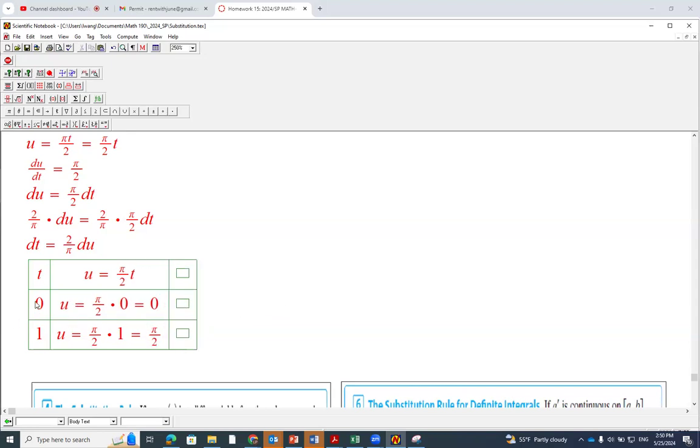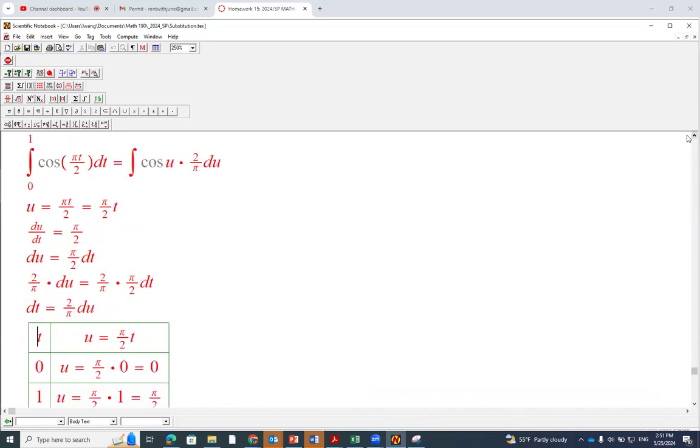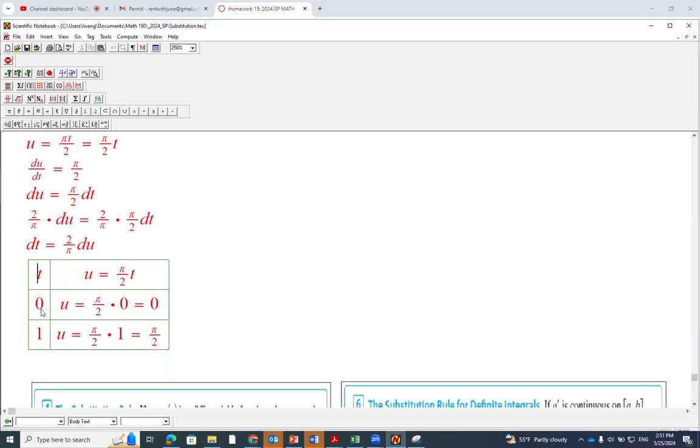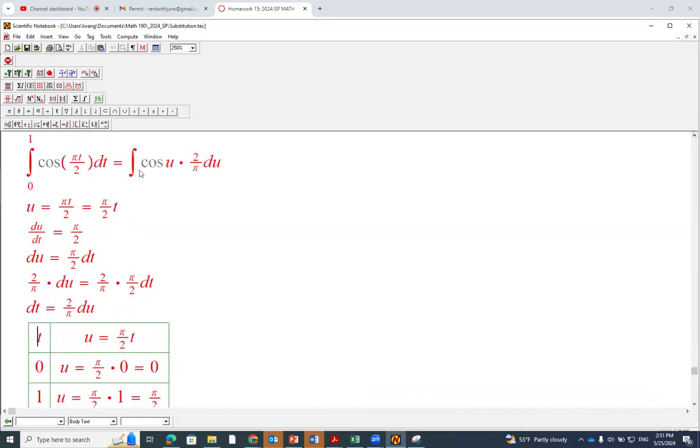So now the interval is going to change. We don't need the third column. For t, the interval is 0 to 1, and for u it is 0 to pi over 2. So t equals 0 changes to u equals 0, and t equals 1 changes to u equals pi over 2. So let's come back to this piece, where it's going to be 0 to pi over 2.